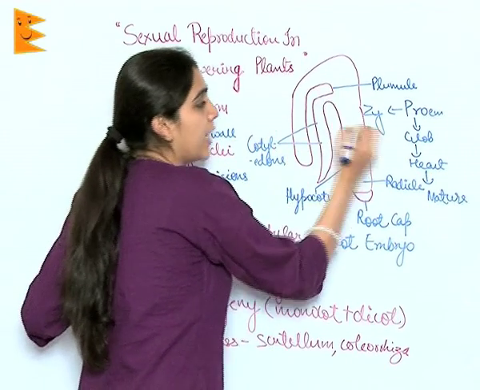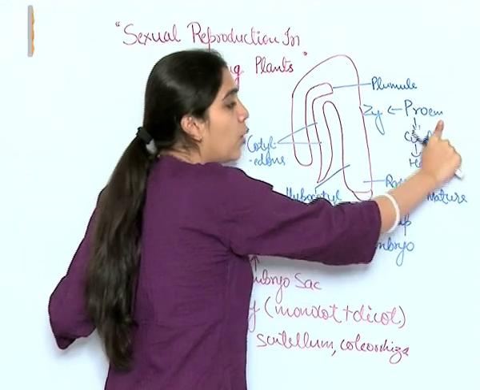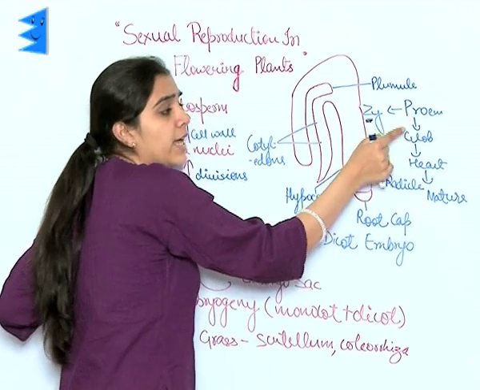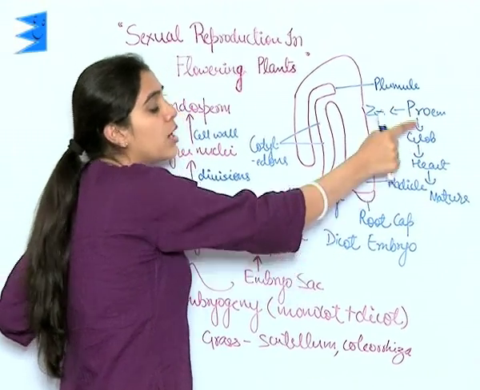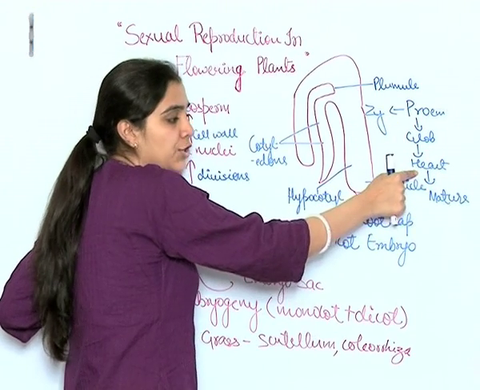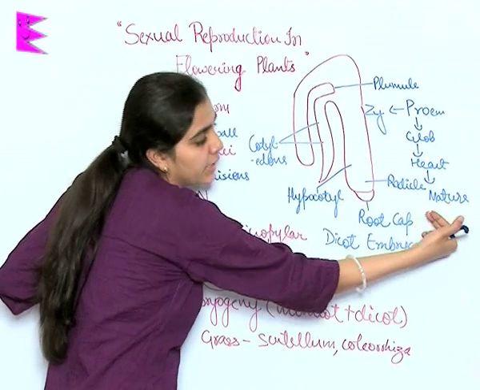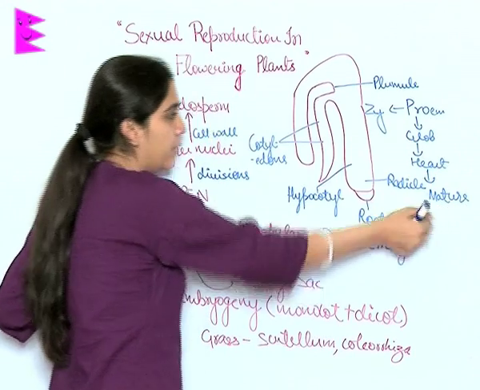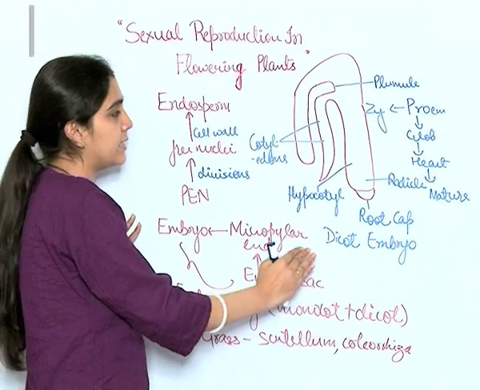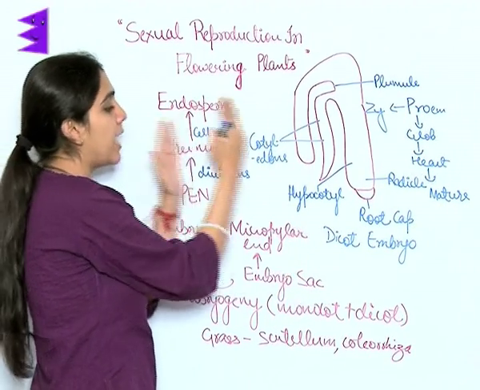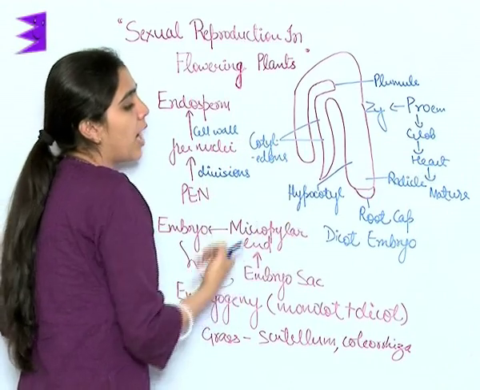Now the zygote gives rise to the proembryo. This proembryo gives rise to the globular embryo, which gives rise to the heart-shaped embryo, and further it gives us the mature embryo. So this is the post-fertilization event. Endosperm as well as embryo, these two are formed.